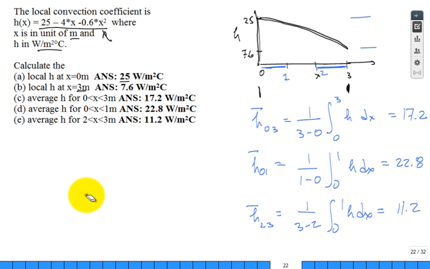There you go. All right, now, what's the average between 0 and 3? What's the average between 0 and 1? What's the average between 2 and 3?